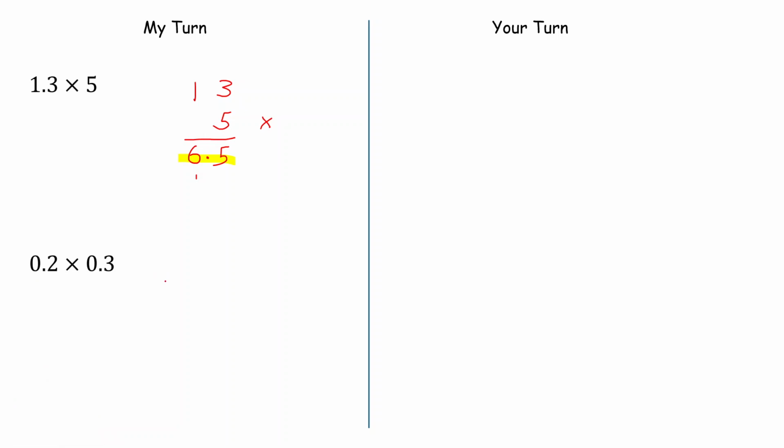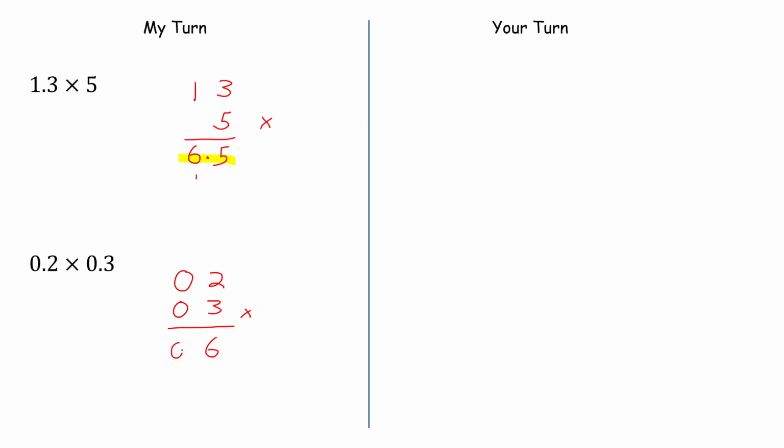The second one, you've got 0.2 times 0.3, and again, just write your numbers without the point. So 02 and 03. Okay, there we go. Of course, you don't need to write the zeros in here, but I'm going to just because I'm going to. Now, we've got 3 times 2, which gives you a 6, and you've got 3 times 0, which is going to be 0.